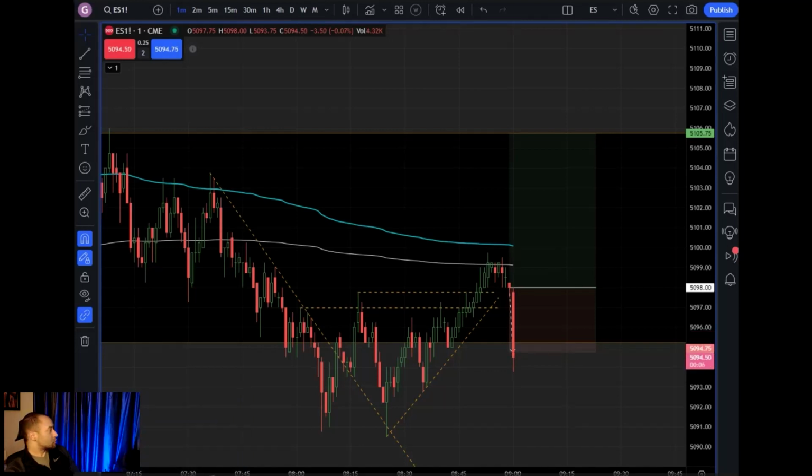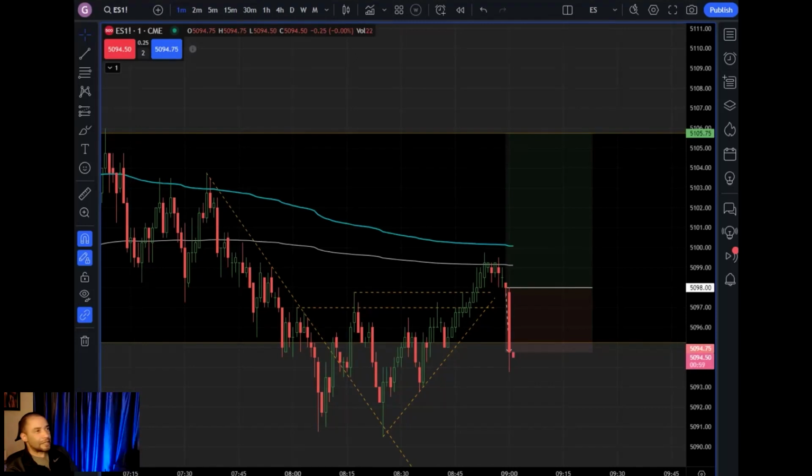And the first trade, we won 18 ticks. Second trade, we lost 8 ticks. And the third trade, we lost 13 ticks. We won 18, lost 8, and then lost 13. So 18 minus 21, we're actually negative 3 ticks on the day. There's one more trade, so let's check that one out.